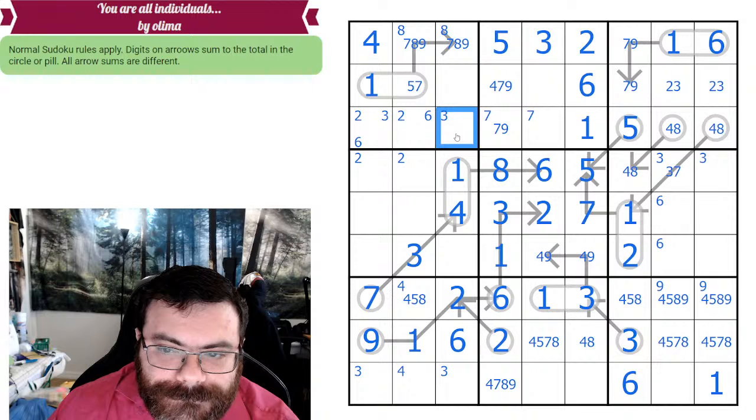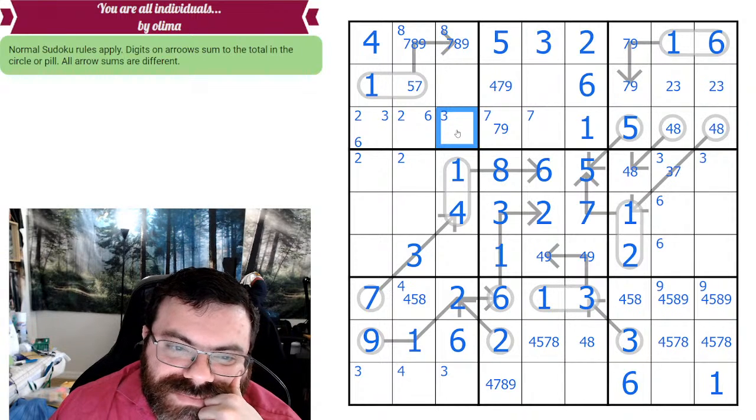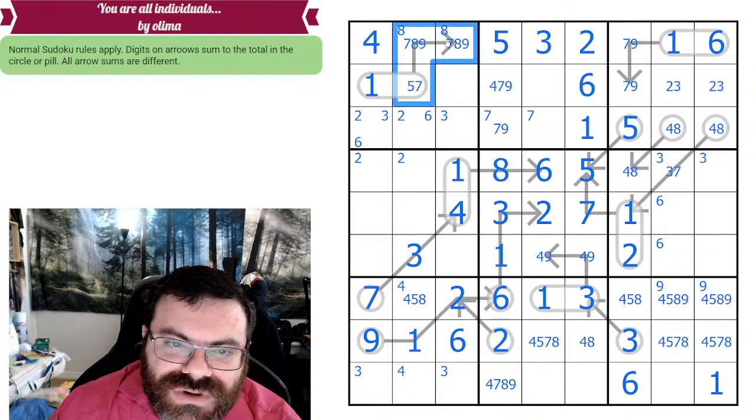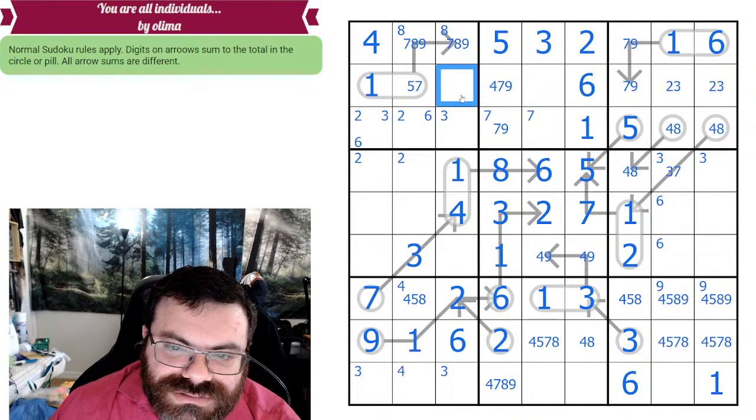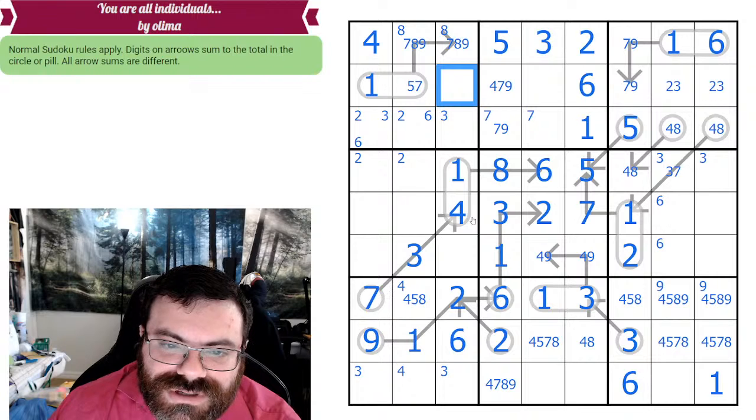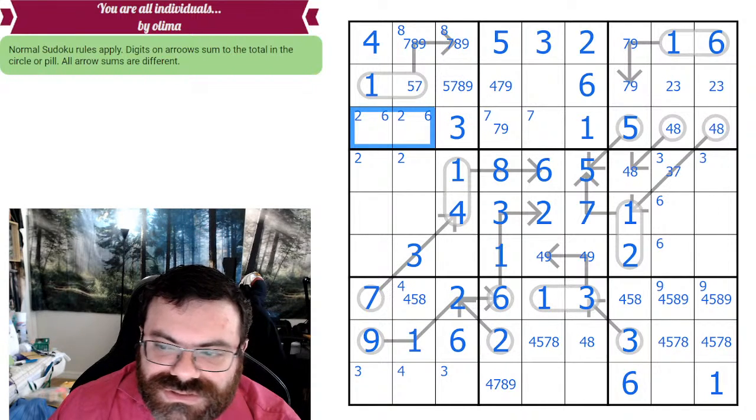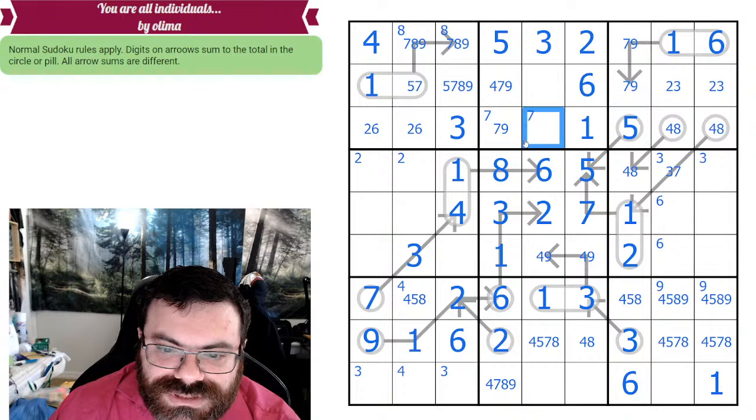Why can't it be a 7, 8, or 9? Or is it hidden 3? Maybe it has to do with this making a quad here. Is this 5, 7, 8, 9? 1, 2, 3, 4, 5, 6, 7, 8. Yeah, this is 5, 7, 8, 9. Forms a quad. So now this has to be 3. This is a 2, 6 pair. This is 7 or 9?